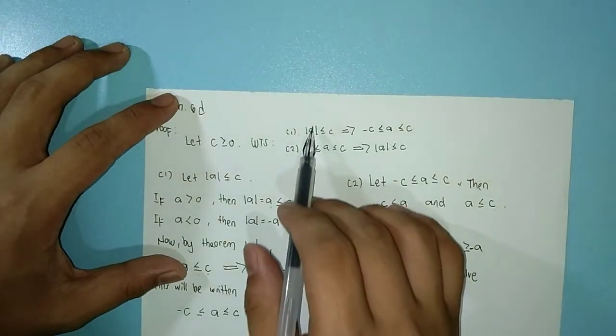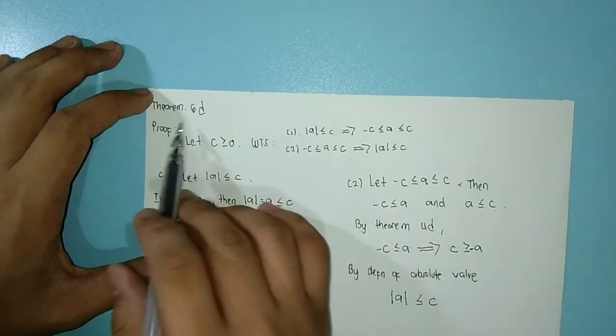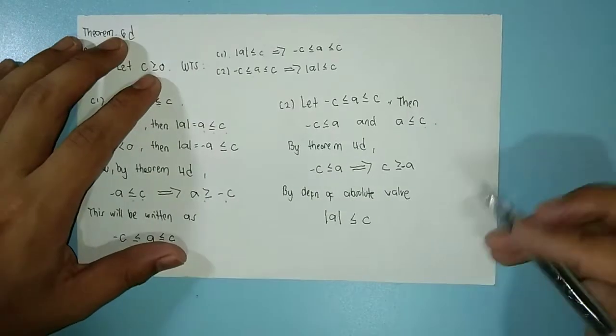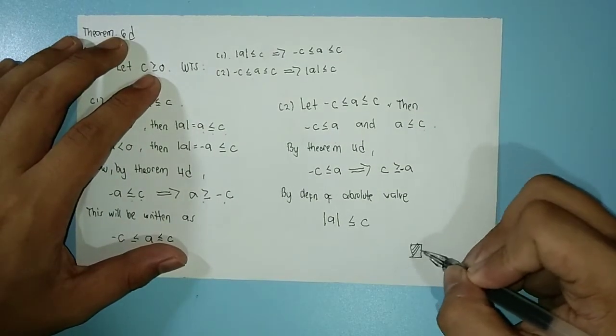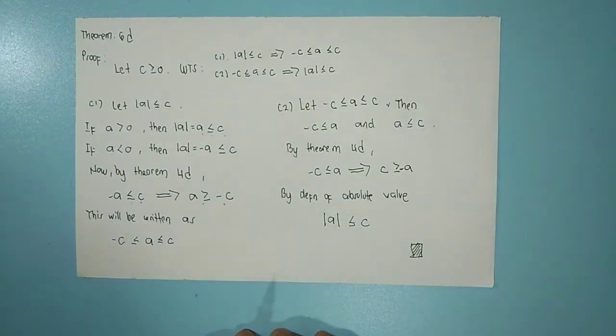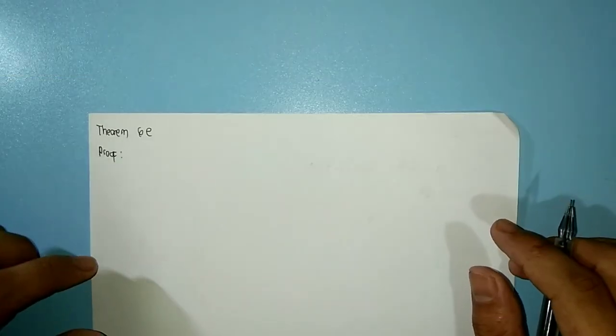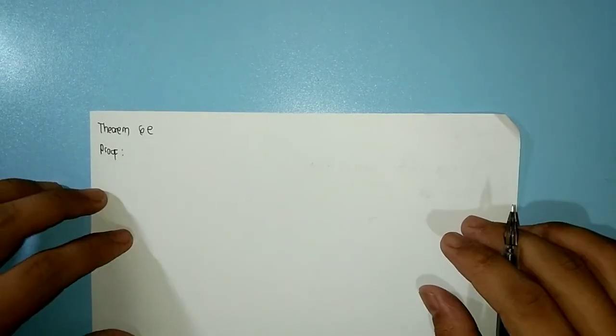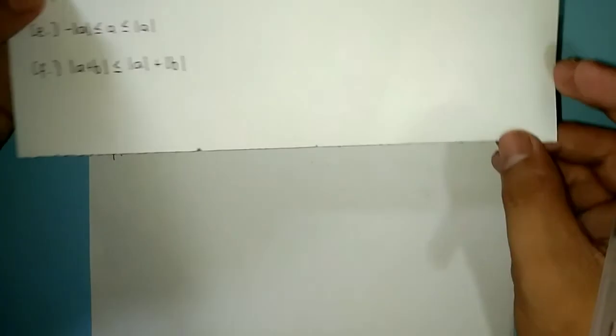So, napatunayan natin yung dalawang yan. So, okay na tayo sa ating theorem 6D. So, this will be done. Let's proceed to theorem 6E. So, ano nga uli yung theorem 6E?